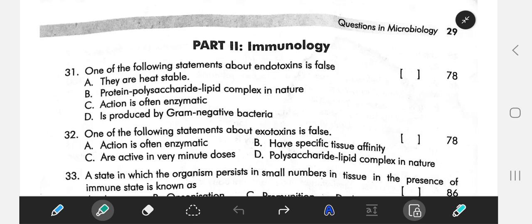One of the following statements about endotoxin is false. Options are: A. They are heat stable, B. Protein polysaccharide lipid complex in nature, C. Action is often enzymatic, and D. Is produced by gram-negative bacteria. Answer will be C. Action is often enzymatic.